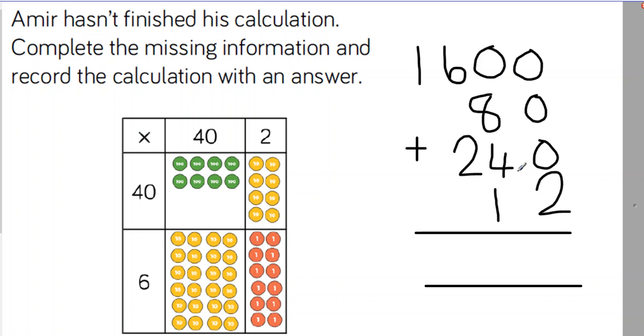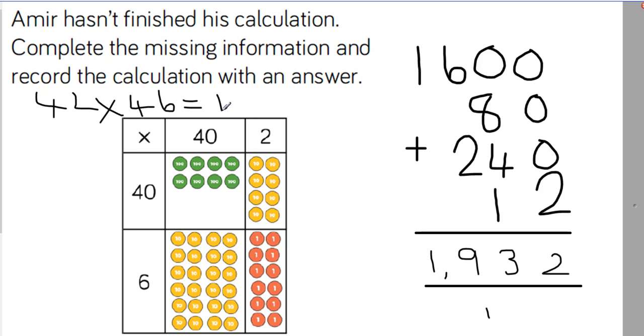When we add those up, we should get to, so the calculation was 42 times 46, and that gave us 1,932.